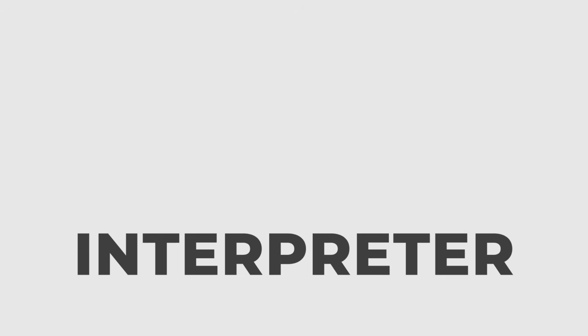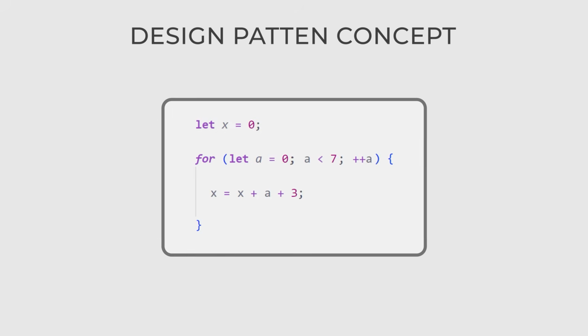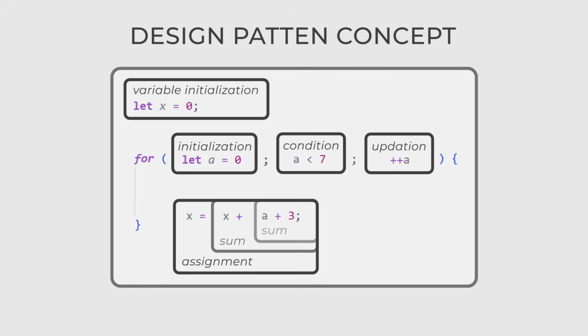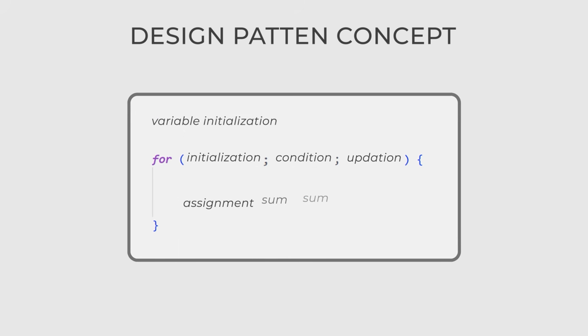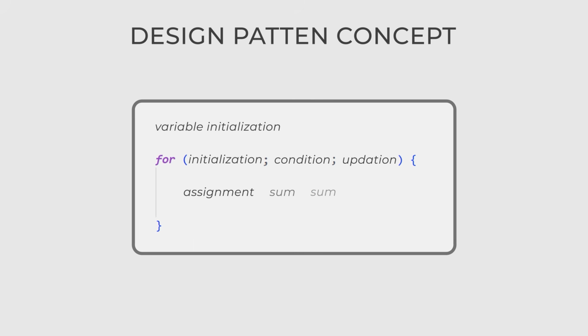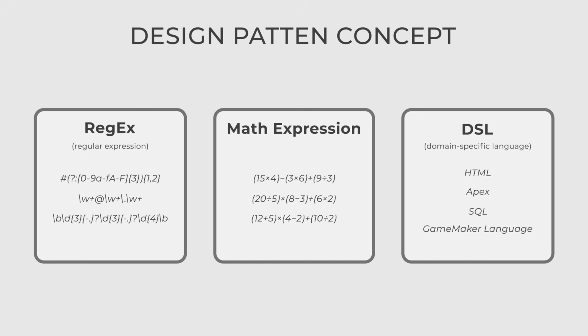The interpreter is a behavioral design pattern that provides a way to evaluate sentences or expressions in a language. It defines a language and its grammar in terms of a set of classes, where each class represents a rule or production of the language. This is useful when creating an interpreter for a simple language or expression, such as regular expressions, mathematical expressions, or domain-specific languages.